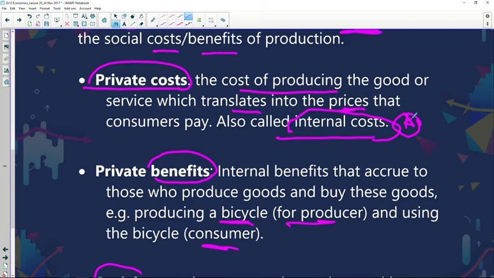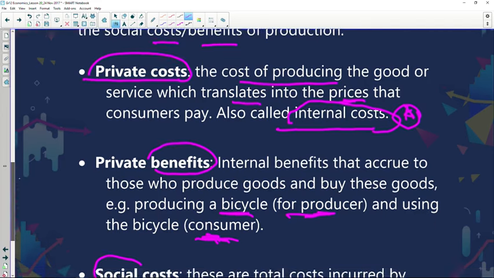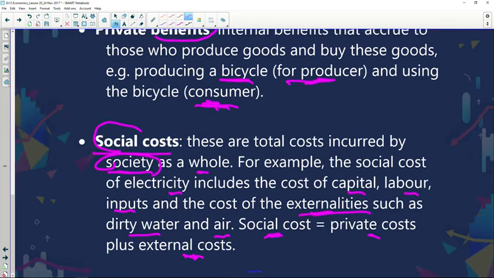And then also we looked at private benefits. We said these are internal benefits that accrue to those who produce goods and buy these goods. That's the relationship between the producer and the consumer. So the producer will manufacture the bicycle and the consumer will enjoy using the bicycle. So there is a benefit that is seen between those two parties.